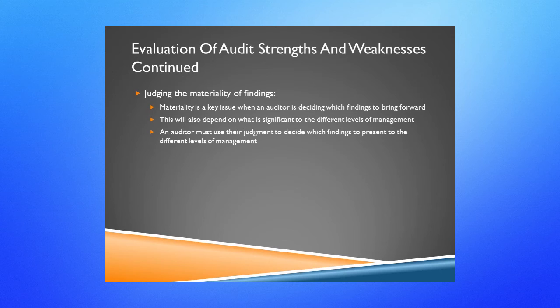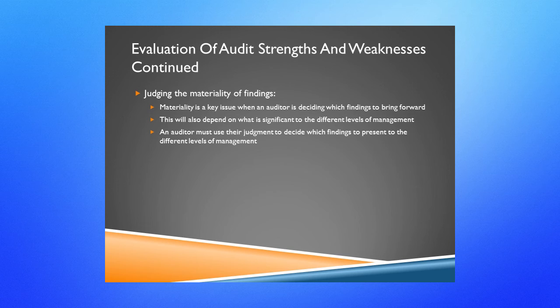We also need to judge the materiality of findings. Materiality is a key issue when the auditor is deciding what findings to bring forward. It'll also depend on what is significant to the different levels of management, as far as what they're in charge of. You have to use your judgment to decide which findings you're going to present to the different levels of management. But at some point, it's important that all of the findings are included in your reports so that they're available, especially at the very top end of management at the CEO level or CIO level, so that they have full knowledge of the findings.